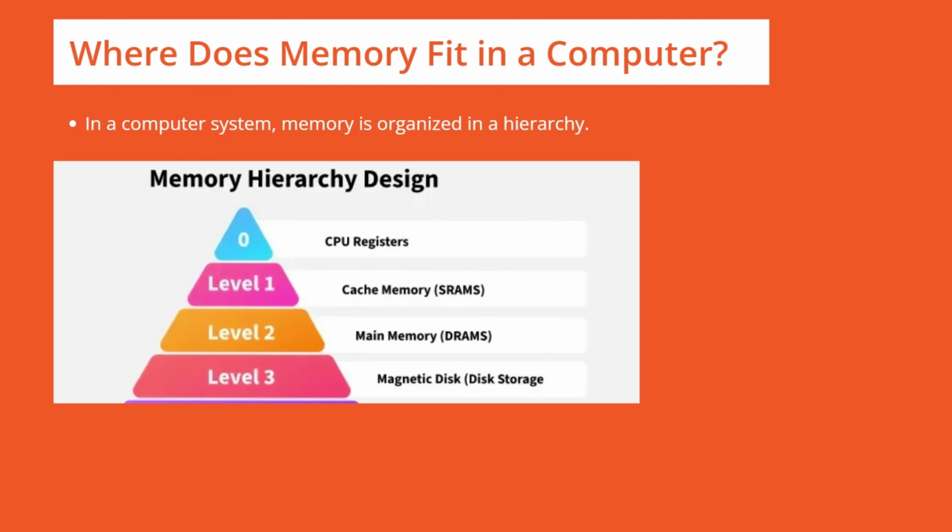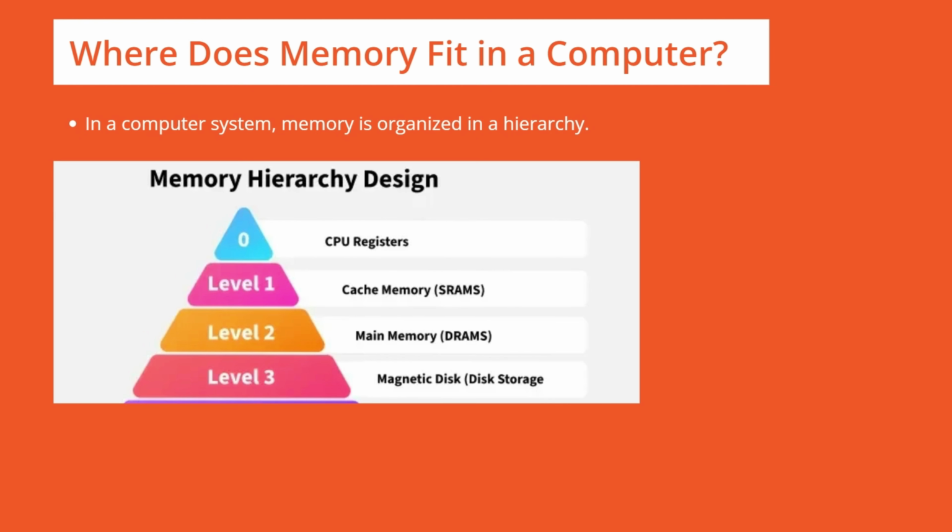The answer is no. In a computer system, memory is organized in a hierarchy. Here you can see I have explained it through a diagram. So here we have levels of memory, level 0, level 1, level 2 and level 3. We'll go step by step. At the top we have registers. These are extremely fast but very small. Next comes the cache memory, which is also very fast and is located close to the processor. Then comes RAM, which provides much larger storage. And finally, we have SSD or hard disk that store data permanently.